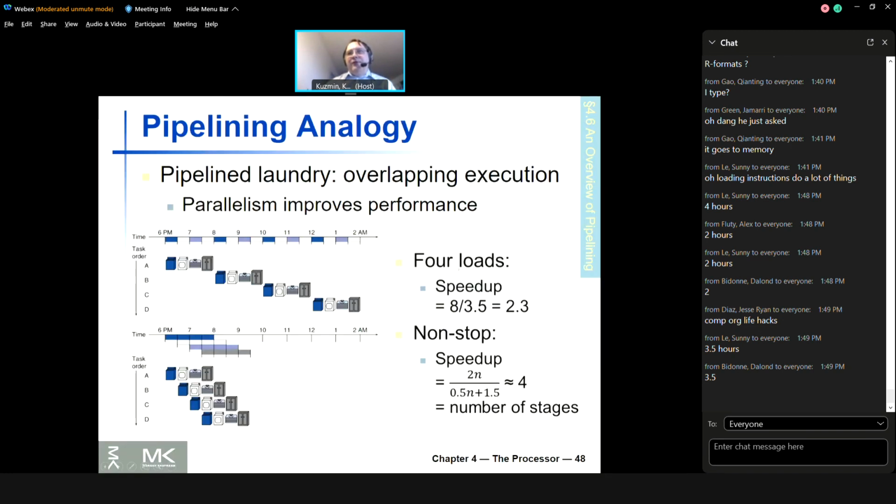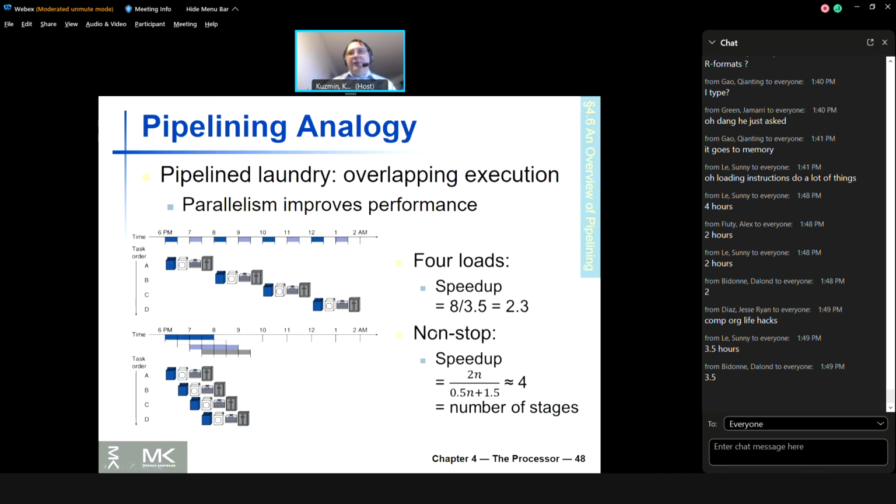And here are just the formulas. So for 4 loads, we computed their speed up, right? Remember from our previous conversation what speed up is? Speed up is the amount of time it takes in a non-optimized solution versus an optimized solution. So 8 hours versus 3.5 hours. So a speed up of 2.3 times. So with 4 loads, we were able to wash our laundry 2.3 times faster with pipelining than without it.